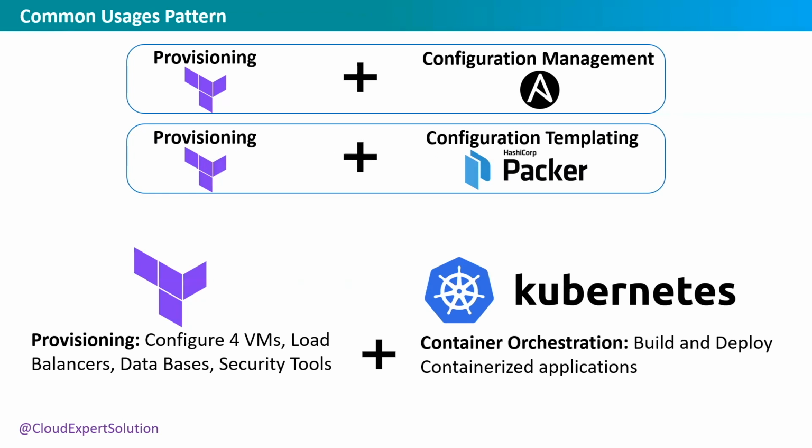Then the next use case is more specific to containerization. Let's say you want to create a Kubernetes cluster. Maybe you want to configure those underlying VMs with the help of Terraform. But when it comes to container management or container orchestration, then definitely you can combine Terraform with Kubernetes. Terraform will help you to provision the infrastructure, whereas Kubernetes will help you to orchestrate all the containers.